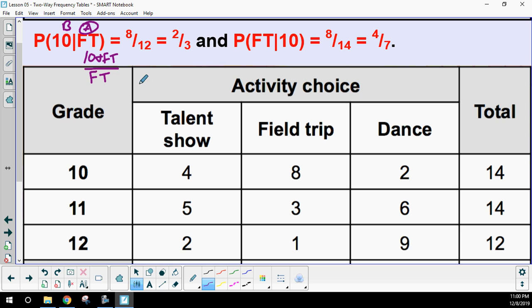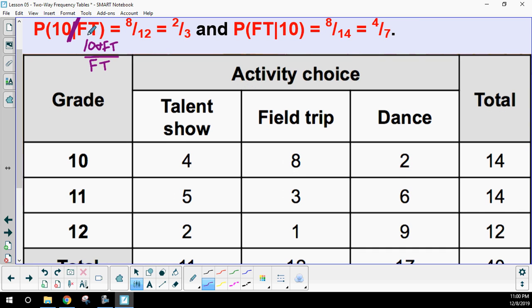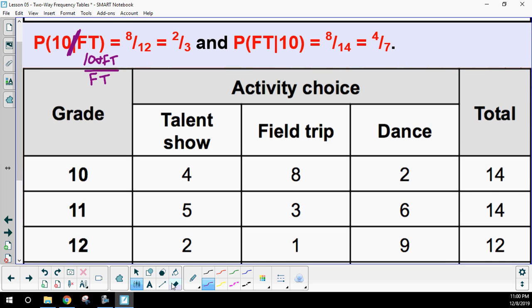Is a conditional statement. In fact, I'll even tell you another way I like to look at it. This is the fraction bar. Field trip on the bottom, 10th and field trip on top. So, either way you want to look at it, you be the judge. I know that we got to look at the 10th grade field trip.